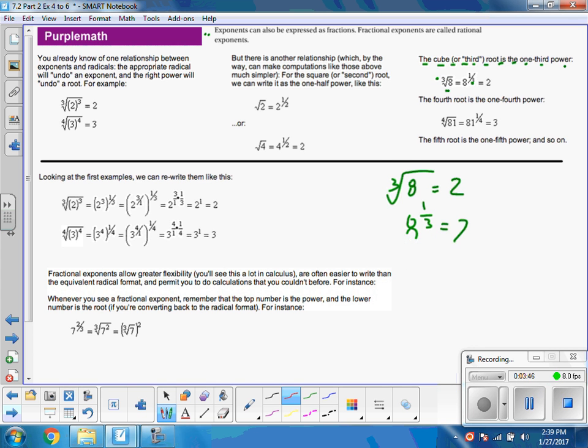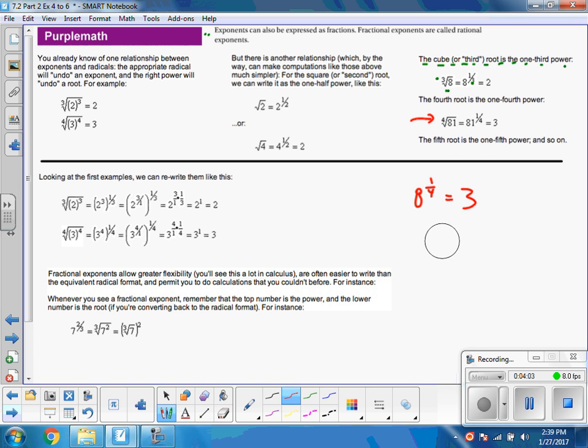So let's look at another example of that. Write the fourth root, okay? So I'm looking for the fourth root of 81, which is 81 to the 1/4 power, the fourth root. So what times what times what times what gets me 81? And that ends up being 3.